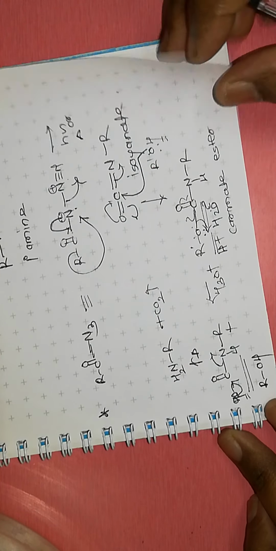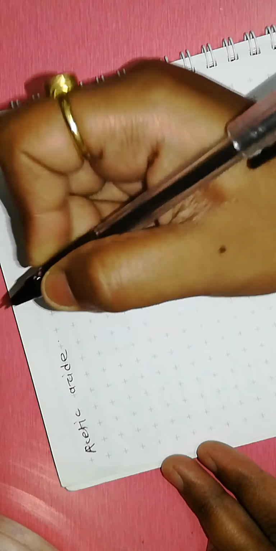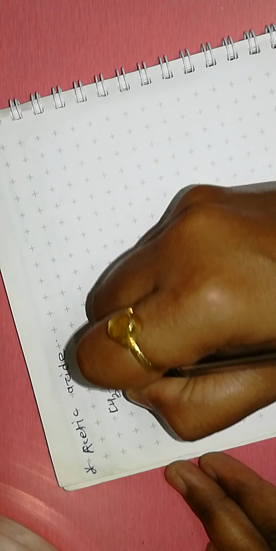Now we can see the next reaction. When acetic azide undergoes Curtius rearrangement, what is the product? What is the structure of acetic azide? CH3CON3. It's called acetic azide.